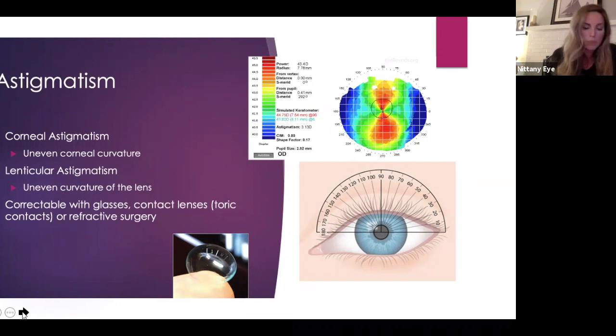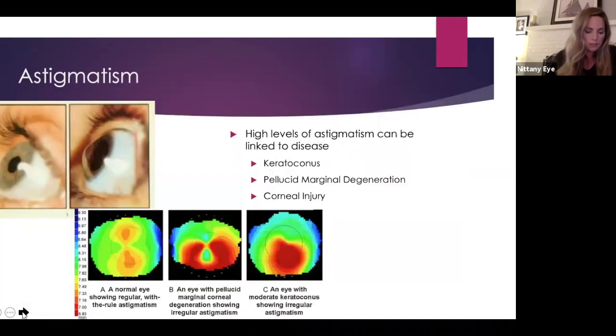So when measuring for astigmatism during refraction, the better 1 or 2 tests, we're looking for both corneal and lenticular astigmatism at the same time. So we are accounting for both of those. And astigmatism can be linked to corneal disease.